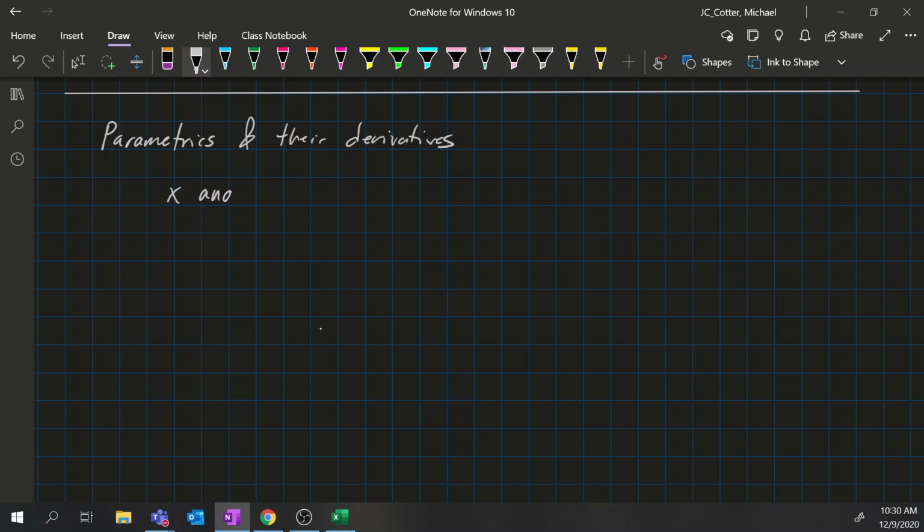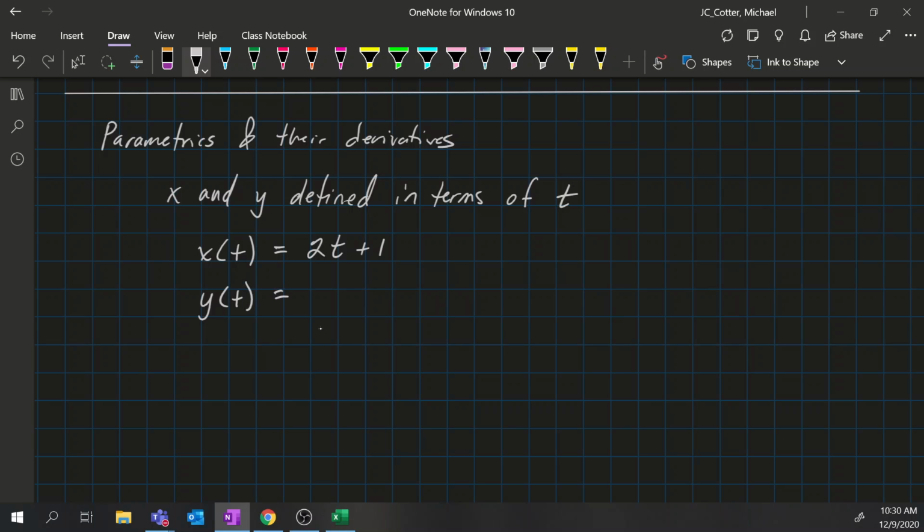So we have x and y defined in terms of t. So we might have something like x of t equals 2t plus 1, and y of t equals sine t. Okay? And so you can think of t as time, and x and y are still x and y, right? So instead of having y as a function of x, you have x as a function of t, y as a function of t, and t is called the parameter.